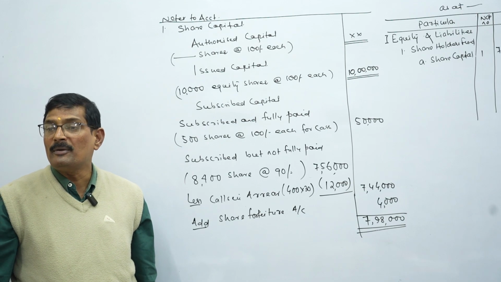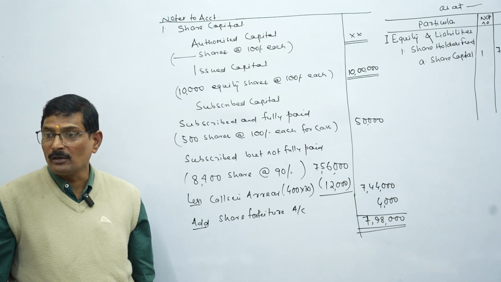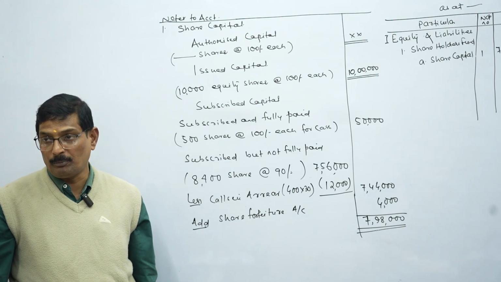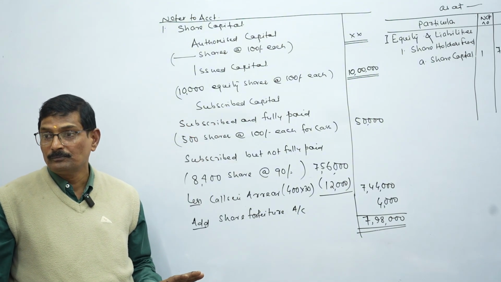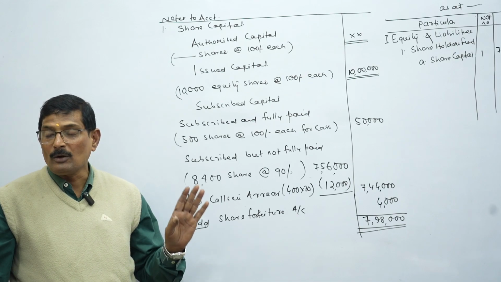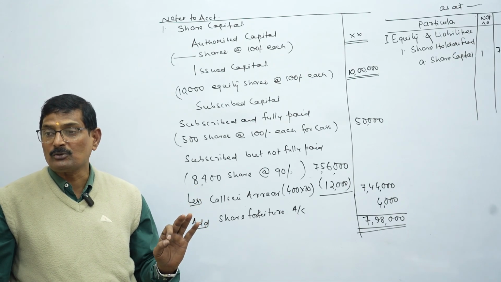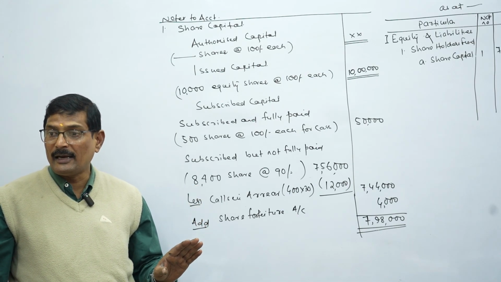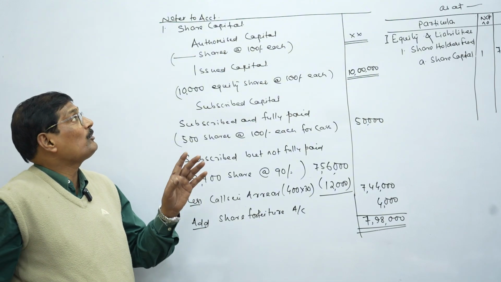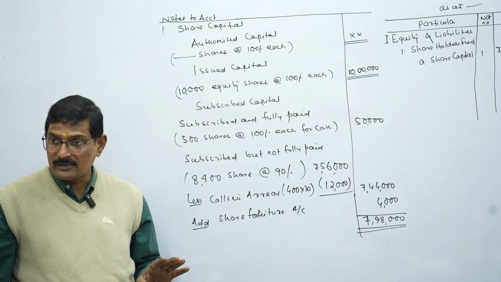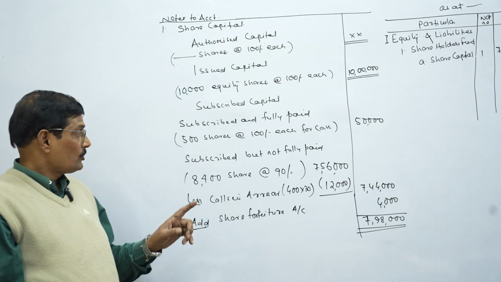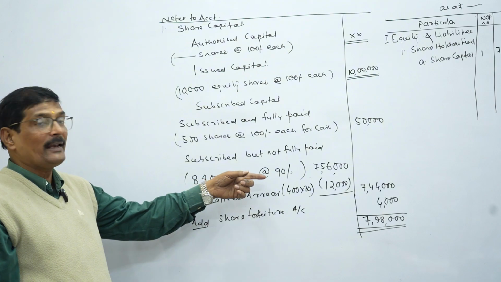Subscribed but not fully paid means what? You have asked for, you have demanded, but they have not paid. So total number of shares here is 9,000. Out of 9,000, 6,600 shares were forfeited. Remaining is 8,400. We have not made the final call. So up to first call it is 90 rupees. So 8,400 shares, 90 rupees each.